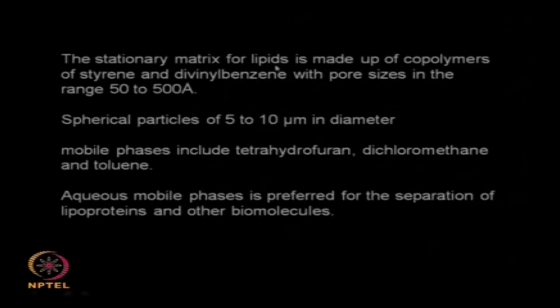So the stationary matrix for this is made up of copolymers of styrene and divinyl benzene. So it will have pore sizes in the range of 50 to 500 angstroms. It will be of spherical particles of 5 to 10 micron in diameter. The mobile phase can be tetrahydrofuran, dichloromethane, toluene. So if you are talking about lipoproteins, biomolecules and so on, we can even use aqueous mobile phases.